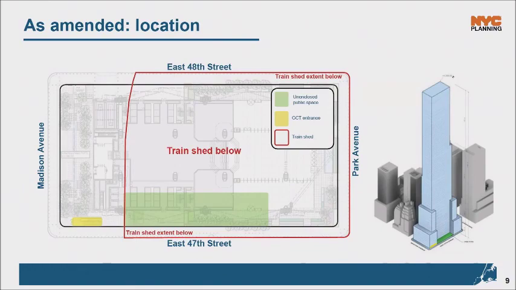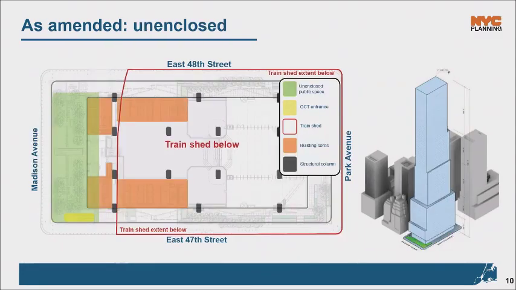So following the Community Board and Borough President recommendations, the applicant has progressed the design and amended its application, which I'll step through now. So as with the referred application, the amended application proposes to relocate the public space to Madison Avenue, where the space can be co-located with the MTA entrance shown here in yellow. That relocated space is now shown here in green on Madison Avenue.